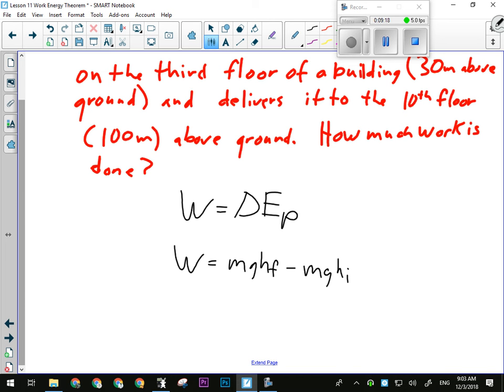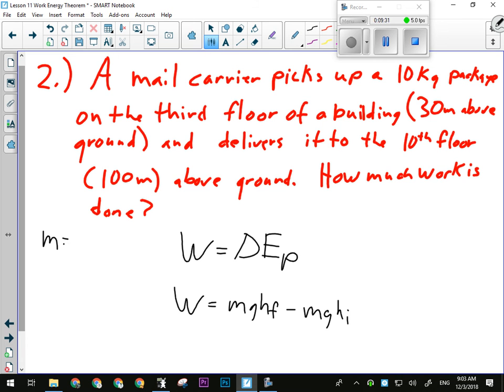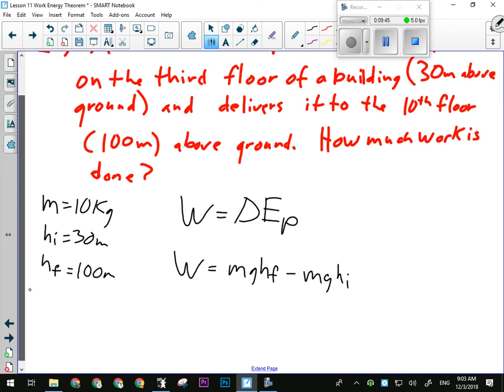I don't know what the force was, and it doesn't matter. They only asked me to calculate the work, okay? Calculate the change in the energy of the package. So our givens are that this is a 10 kilogram package, and that we are going from a height of 30 meters to a height of 100 meters. And we're just looking for how much work is being done here.